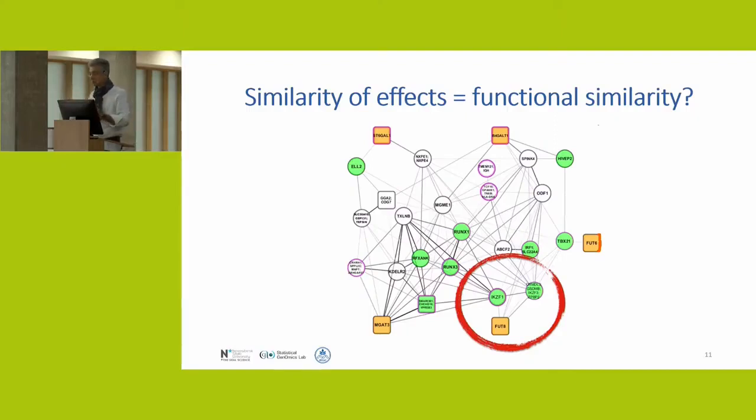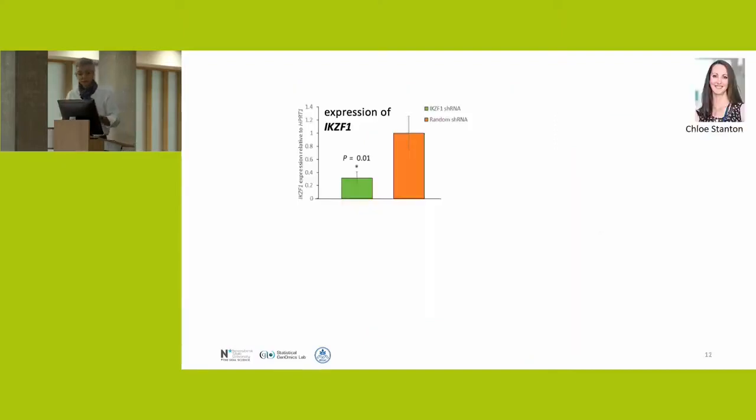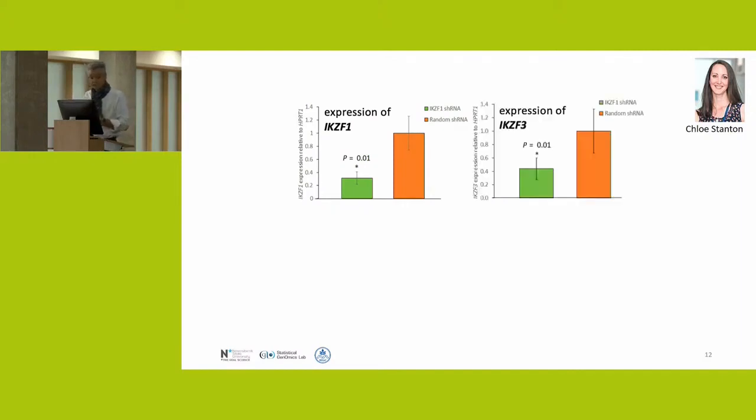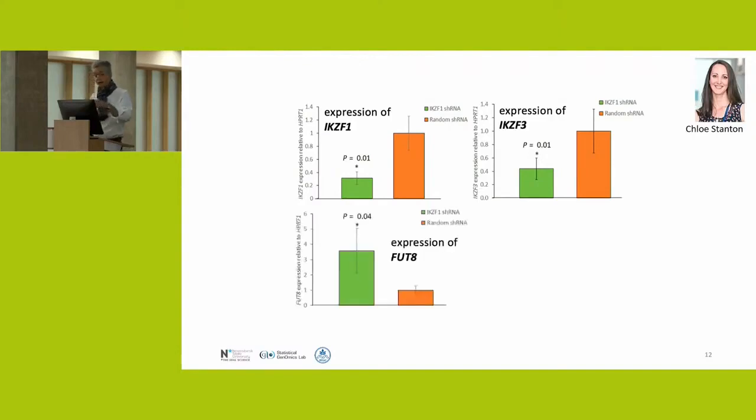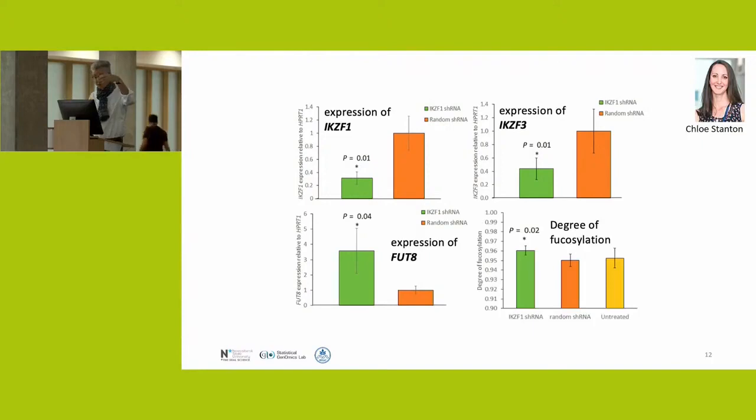Well, we can go to the lab and test it. So that's what we did. We went to LCLs and knocked down expression of IKZF1. And then what we saw is that IKZF3 expression went down, and then FUT8, our core gene, expression went up. And actually, we can follow it through to the final readout.